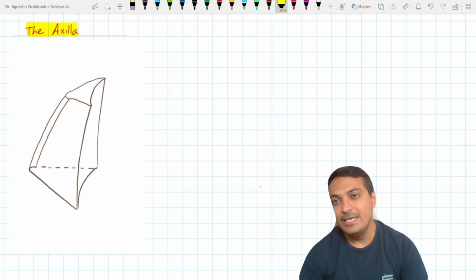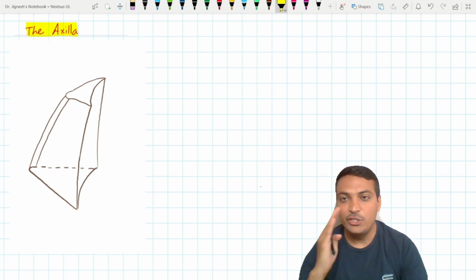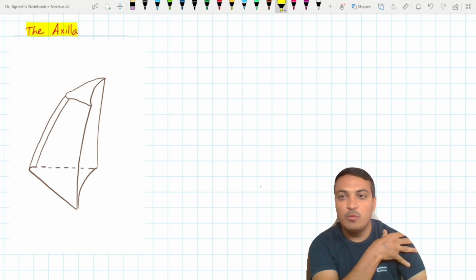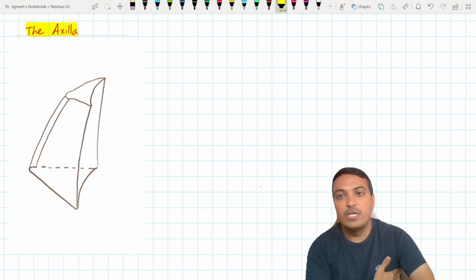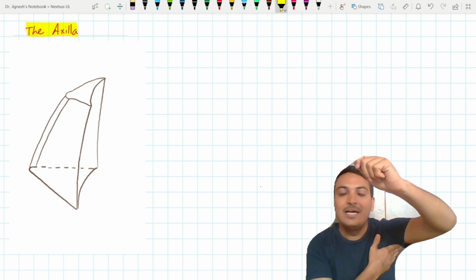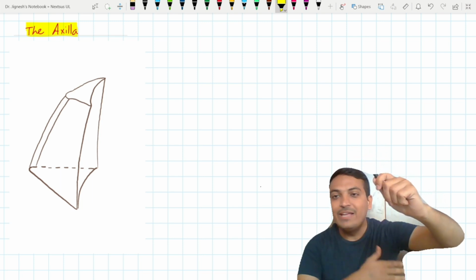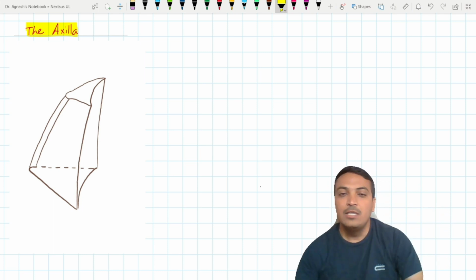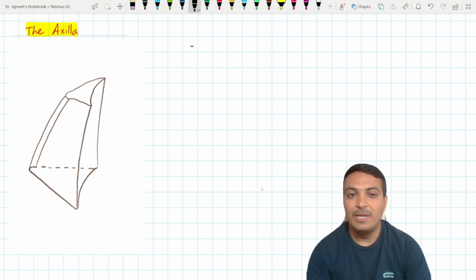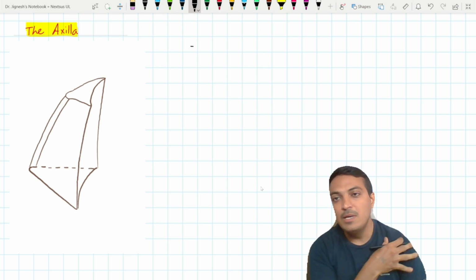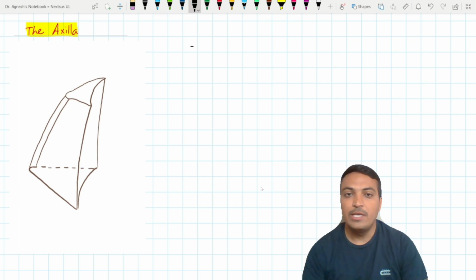The axilla is the area which, in layman's language, is called the armpit. The armpit is situated between the upper part of the arm and the lateral thoracic wall. So this area is called the axilla. We can feel the concavity within the armpit, and this is the base of the axilla. So the axilla is a pyramidal shaped space which is situated between the upper part of the arm and the lateral thoracic wall.